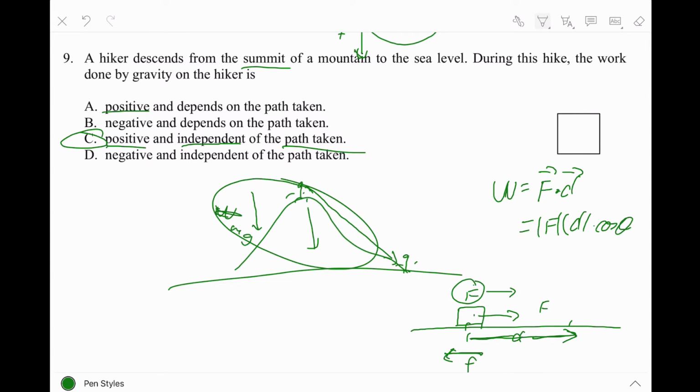This is a special property of gravity. We call this property, if the work done by a force doesn't depend on the path, we call this one conservative. This property allows you to define potential energy. If the force is not conservative, there's no potential energy allowed.